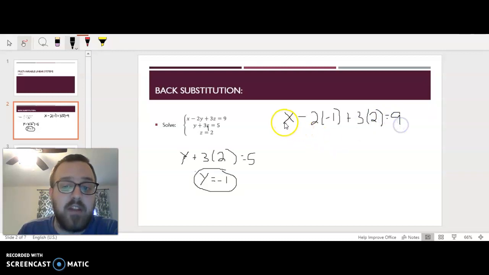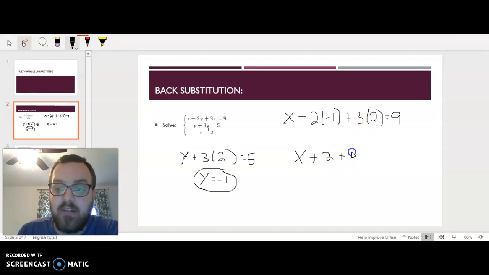And then I can solve this for my missing variable. -2 times -1 is going to be a +2, so we'll have x plus 2. I have a 3 times 2 over here, and 3 times 2 is going to be 6, so we have plus 6, and that's going to equal 9. Then I know that 2 plus 6 is 8, and I can subtract that from both sides and get that x equals 1.